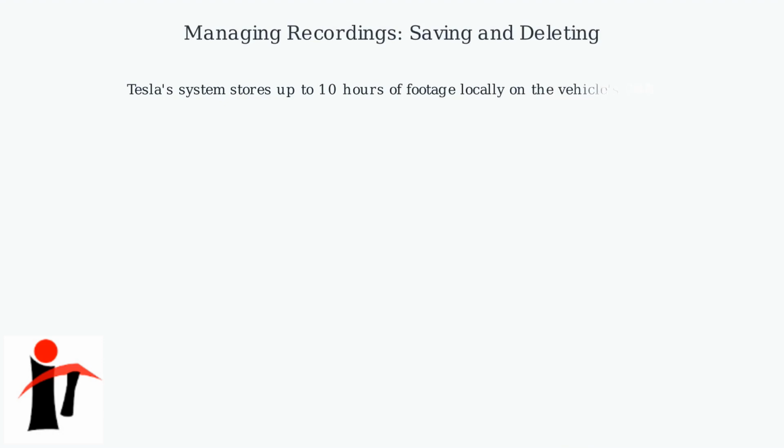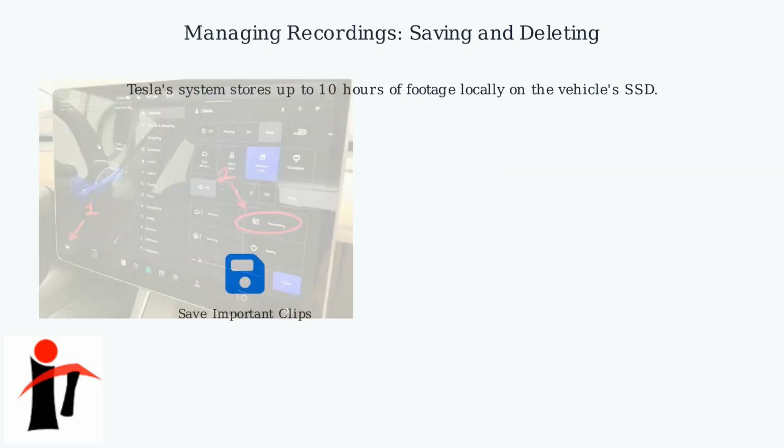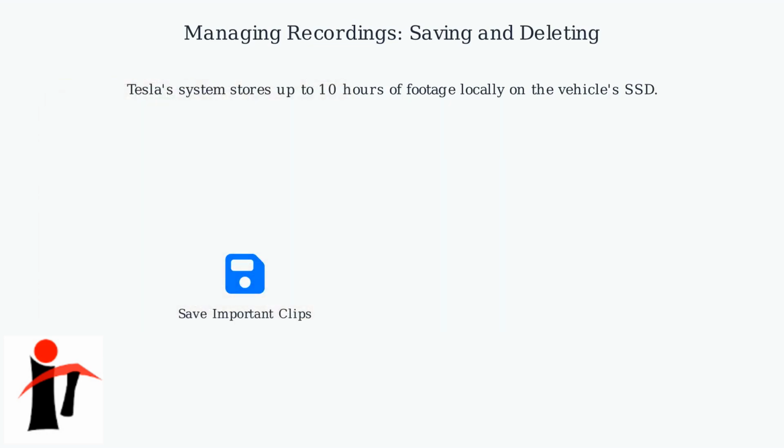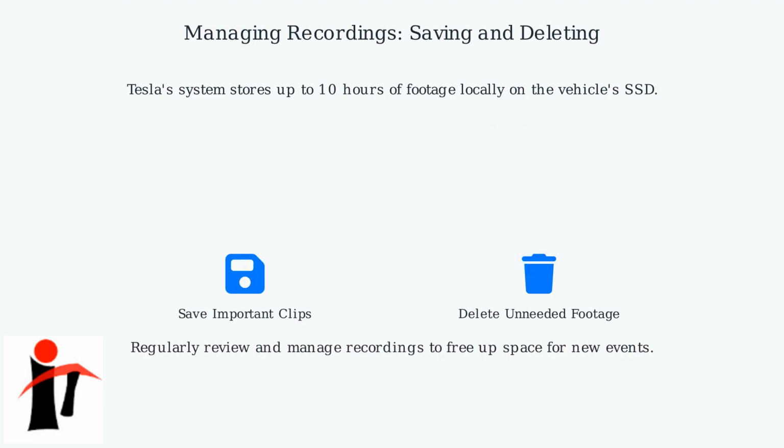Tesla's video system stores up to 10 hours of footage locally on the vehicle's SSD drive. This includes Dashcam recordings and Sentry Mode clips. You can save important clips you want to keep, such as accident footage or security incidents. Delete footage you no longer need to free up storage space and maintain privacy. Regularly review your recordings through the Tesla app or in-car viewer to manage storage and ensure space for new events.